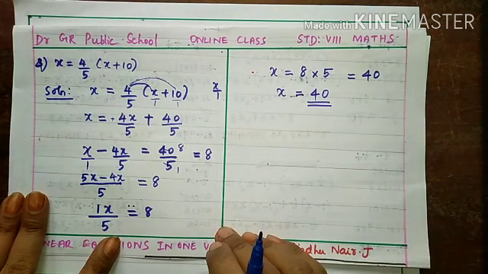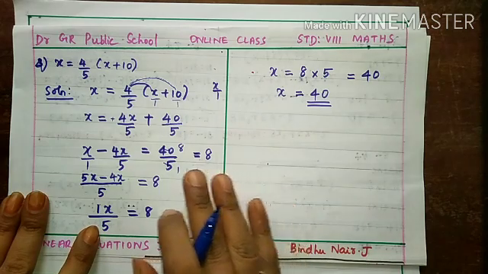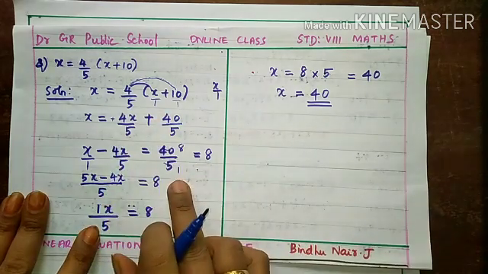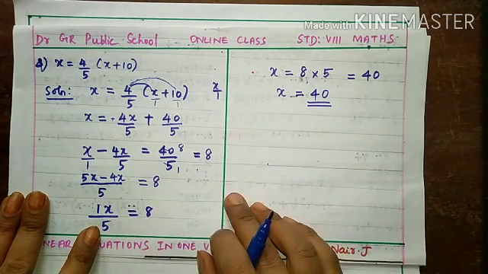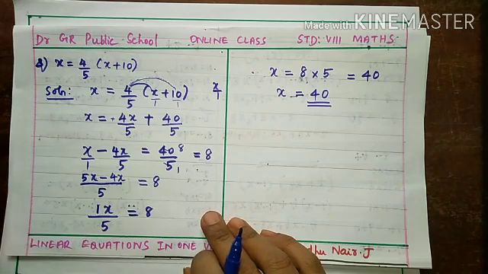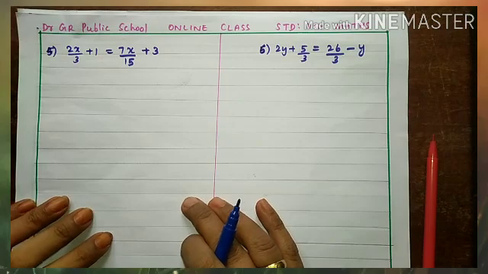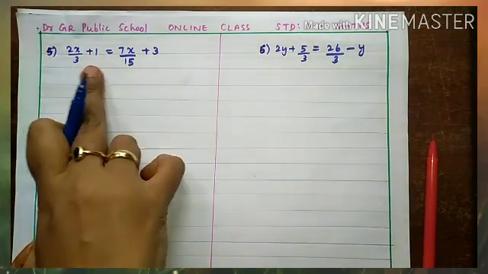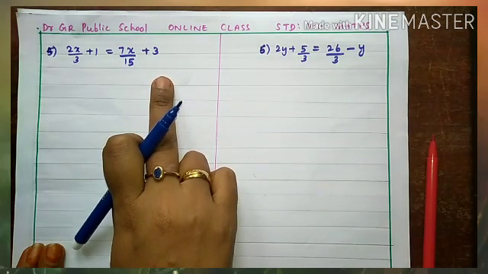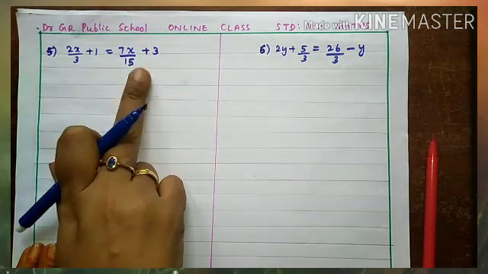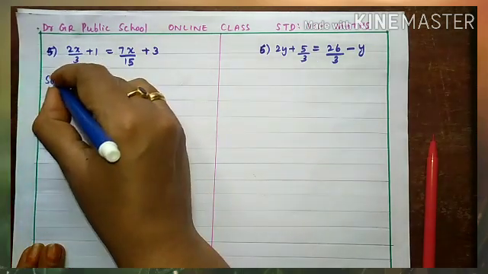Okay, clear? Yes, this is all very simple problems. The more effort is how we are simplifying carefully. That is only you want to take more care. Otherwise they are very easy problems. Okay. Now children, see the next question. What is written here? 2x by 3 plus 1 equal to 7x by 15 plus 3. Yes, what you want to do? Yes, make the variables on one side and numbers on other side. So start the solution.